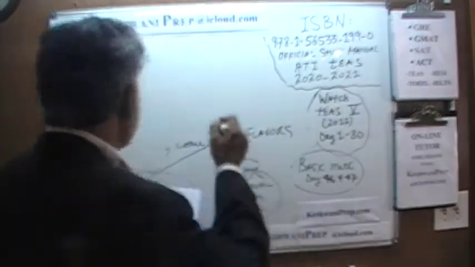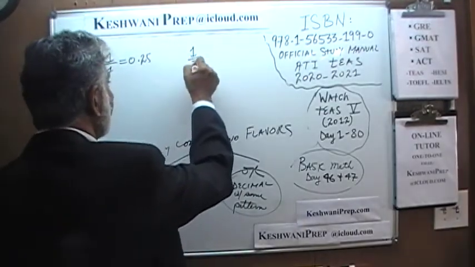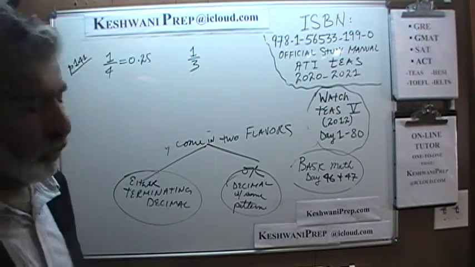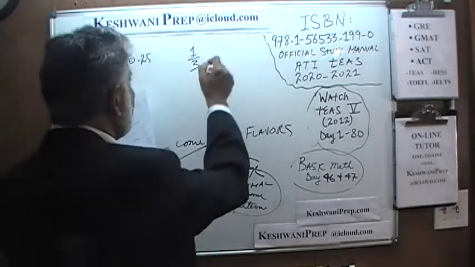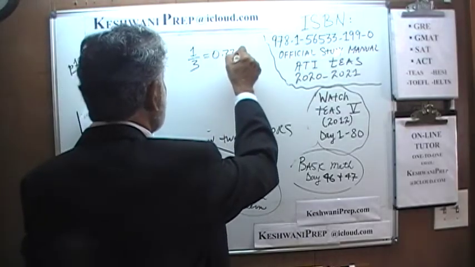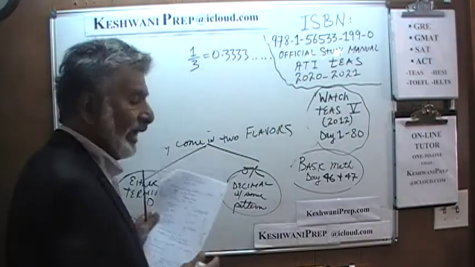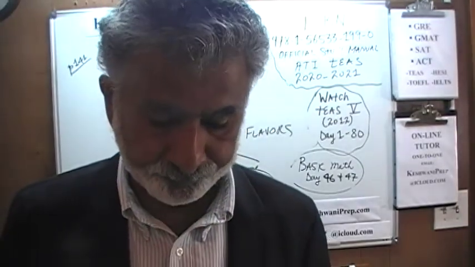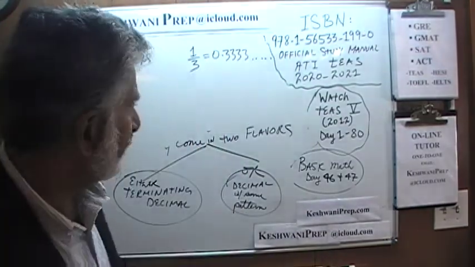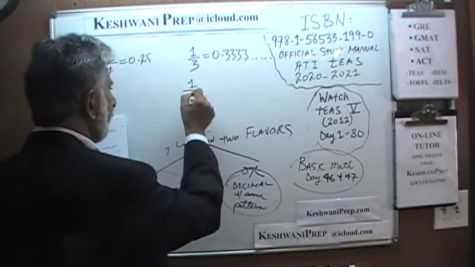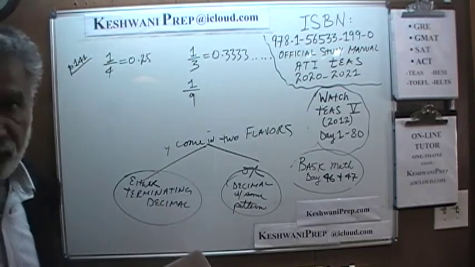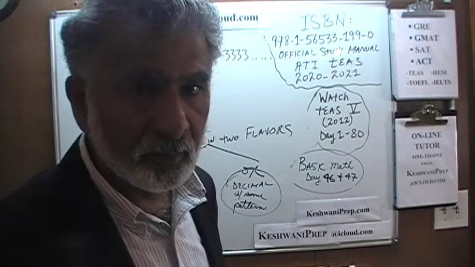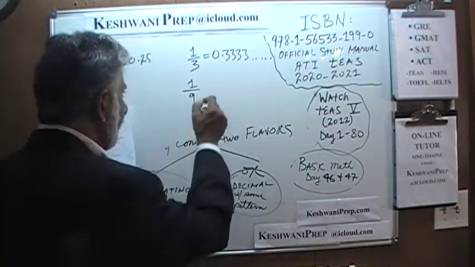Or this guy is a rational number also, because I express it as a ratio of two numbers. Or you can argue that it's a rational number because even though it does not end, there is a pattern. It's just 0.33333 forever and ever. There is a pattern there. Here's another example of a rational number. 1/9 is a rational number because this is being expressed as a ratio of two numbers. Or if you were to express it in the form of a decimal, it will have a pattern. 1/9 will have a pattern.